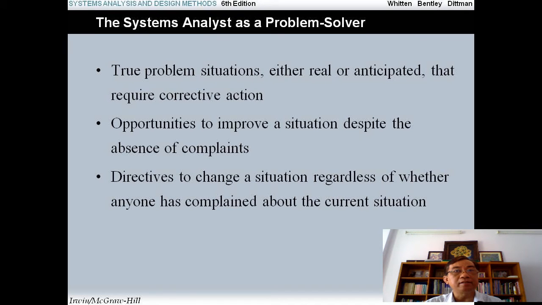The system analyst is a problem solver. A problem is a situation, either real or anticipated, that requires corrective action. An opportunity is a chance to improve a situation despite the absence of complaints. A directive is an order to change a situation regardless of whether anyone has complained about the current situation.